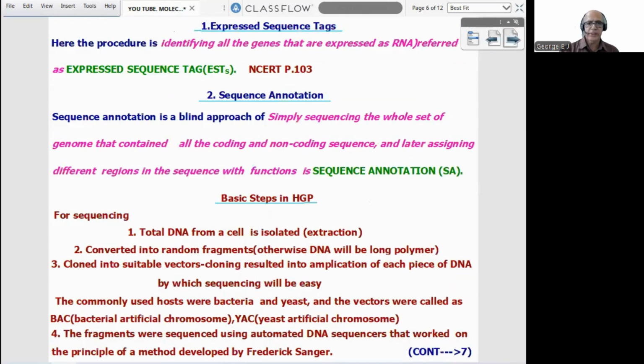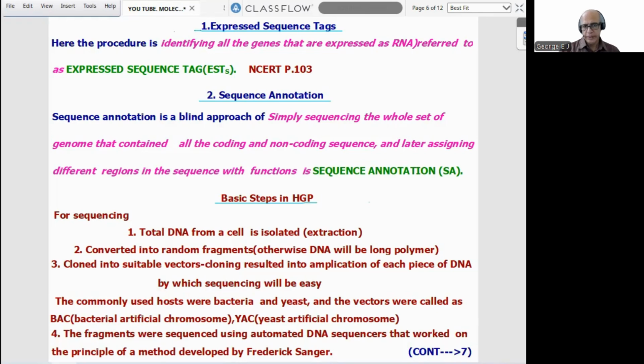What will be done in ESTs? All the genes that are expressed as RNA will be analyzed. Sequence annotation: analyzing the whole set of the genome that contains all the coding and non-coding sequences, later assigning different regions in the sequence with a function. Then basic steps: extraction, converting into fragments, plasmid, then BAC, YAC, then fragments sequenced using automated DNA sequencers developed by Frederick Sanger's method.